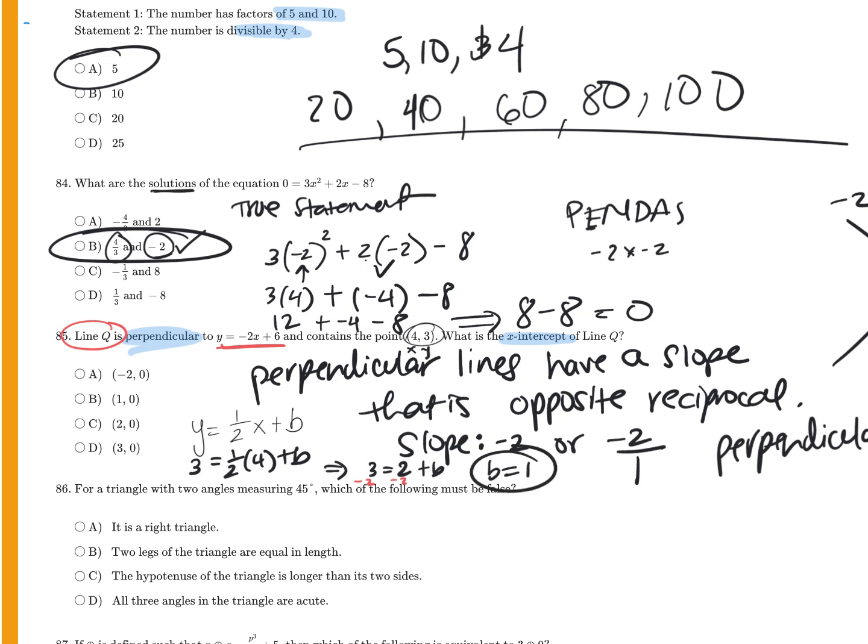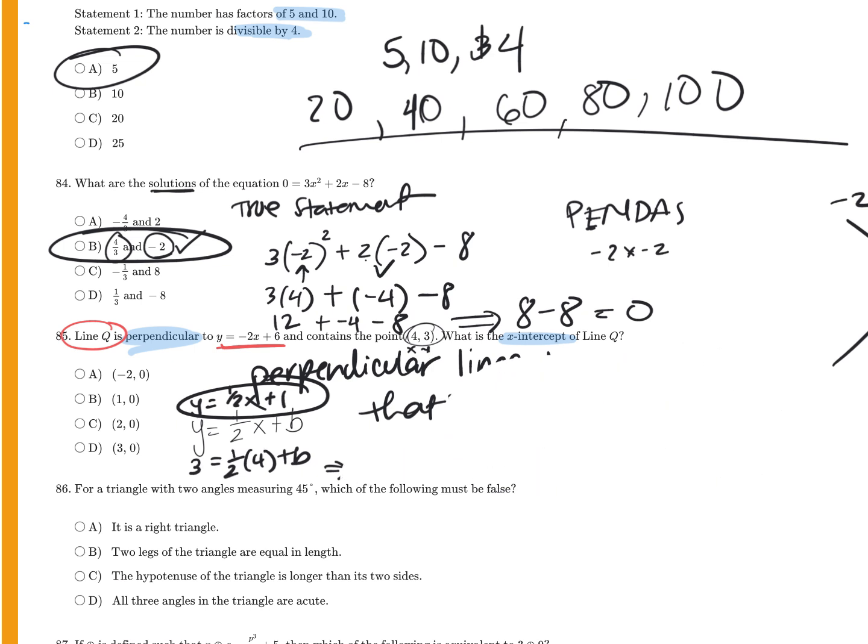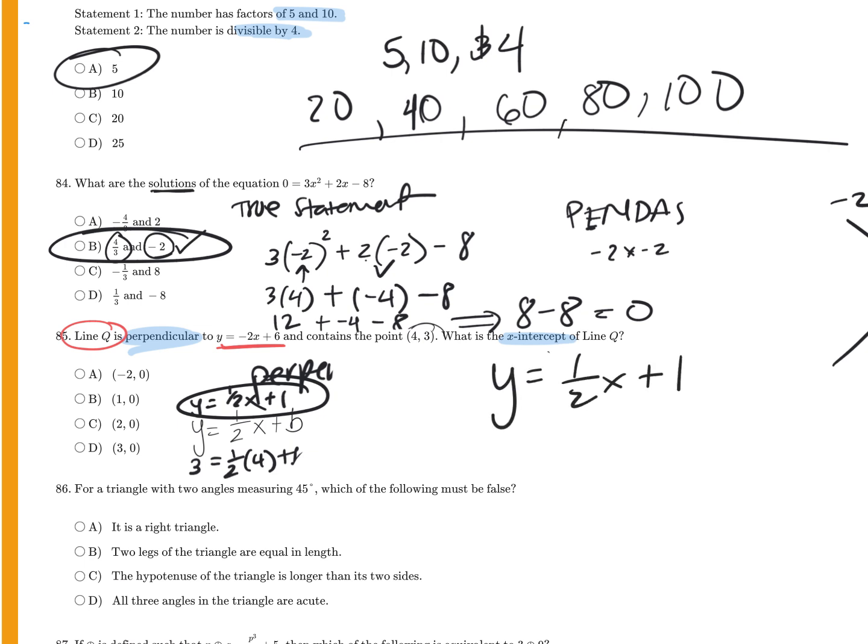So now the equation is y equals 1/2 x plus 1. Okay, that's our equation. Now we can use that equation to find the x-intercept. So y equals 1/2 x plus 1. To find the x-intercept, you make y equal to 0. So we're going to make y equal to 0 and solve for x.